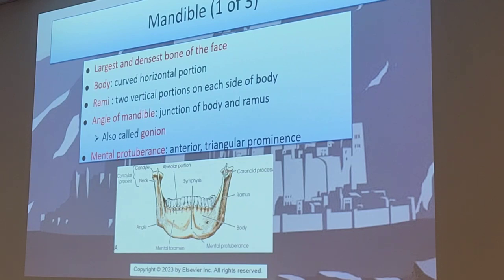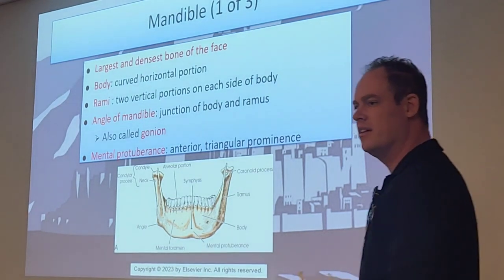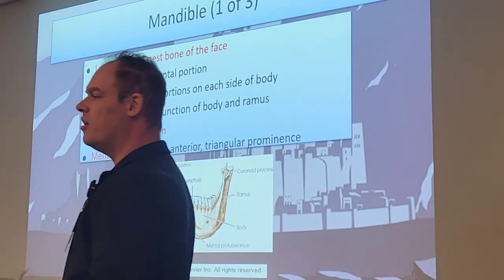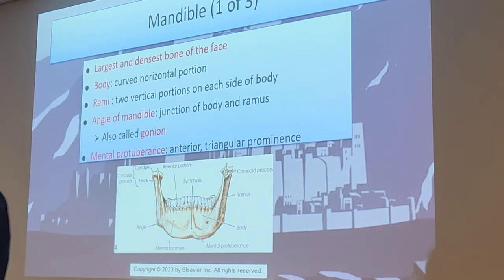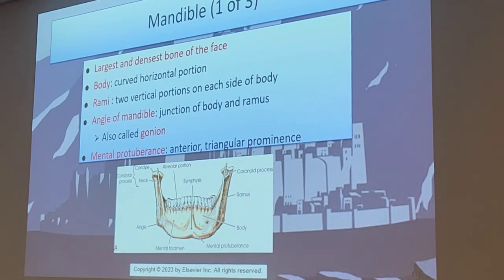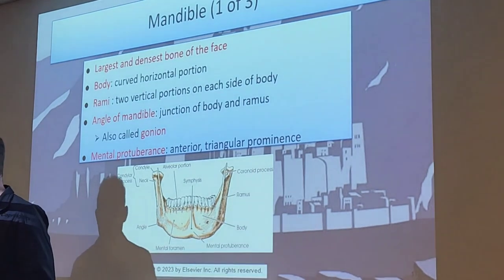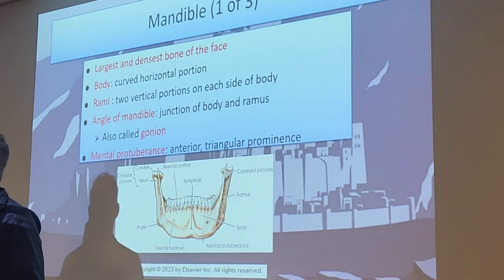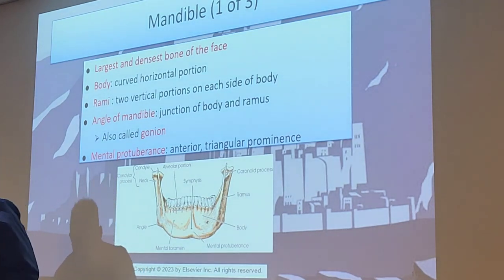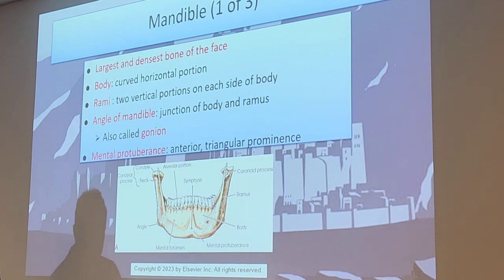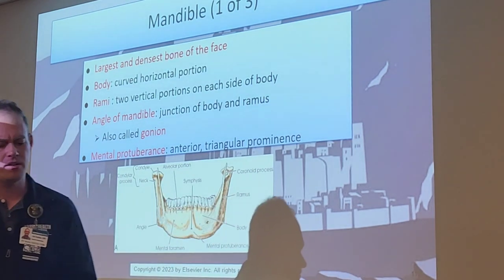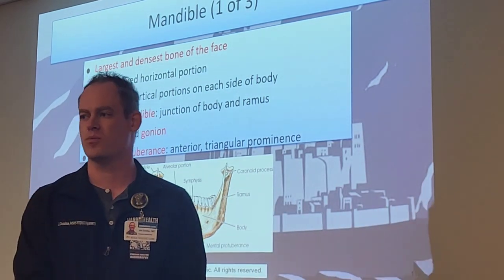How do you spell the coronoid? Or condyloid? Condyloid is spelled C-O-N-D-Y-L-O-I-D. The coronoid process doesn't have a head or a neck or anything because it's one smooth, just one smooth spike.